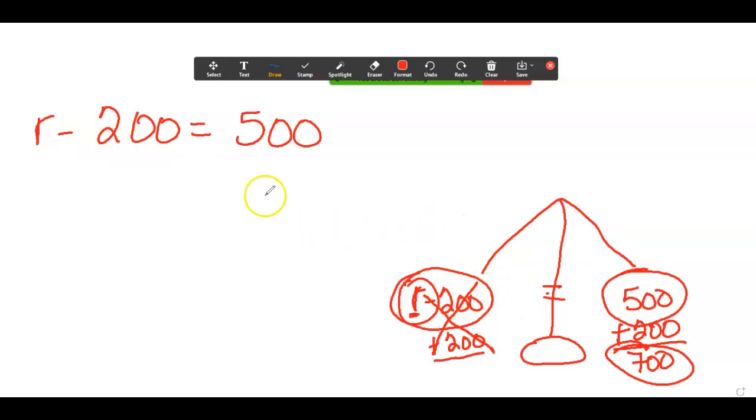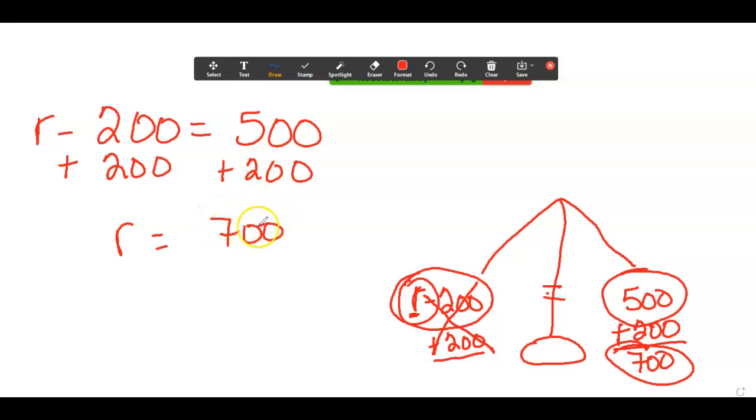So let's illustrate what we did here up here. So the opposite of subtraction is addition. So if I do this, now the 200 is gone and I'm left with R. What I do here, I have to do here. So plus 200. So R is 700.